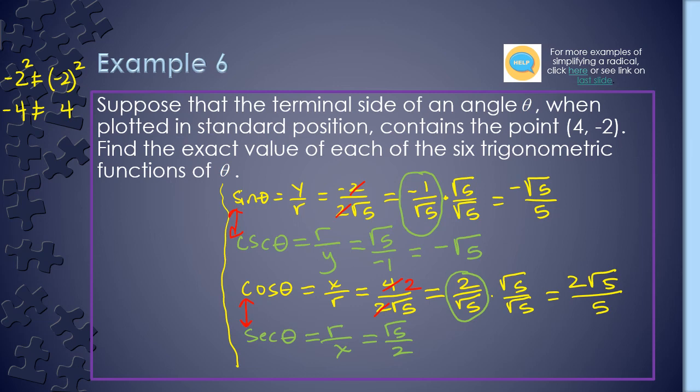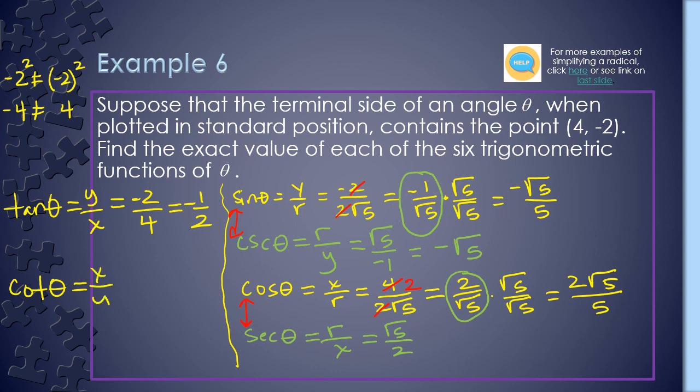All right, and let me find tangent. Tangent of theta is equal to, on the previous side, we said that that was y over x. And so my y value is negative 2, and my x value is 4. So I would say that the tangent of theta is negative 1/2. And finally, the cotangent of theta is x over y, which I'm just going to go ahead and take what I ended up with for the tangent, and I'm going to flip it. So I get negative 2 over 1, which is negative 2.